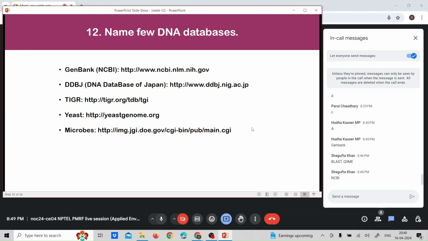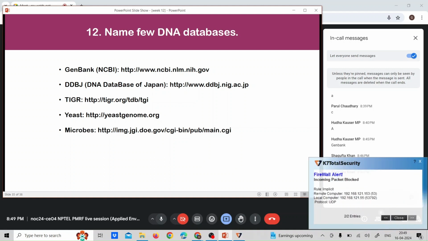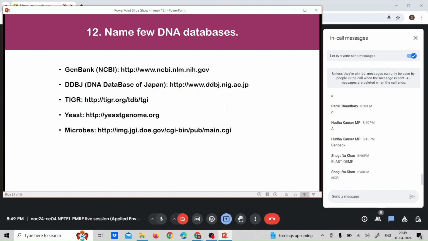Okay, just for your information, you have all these DNA databases. You have GenBank, which is the most widely used, and it's from NCBI. You also have DDBJ, the DNA Data Bank of Japan. As we saw, we also have ENA. We have TIGR, we have a database for yeast genome, and we have one more called Microbes. So all these are a few DNA databases. Mainly, you should at least know one or two databases.